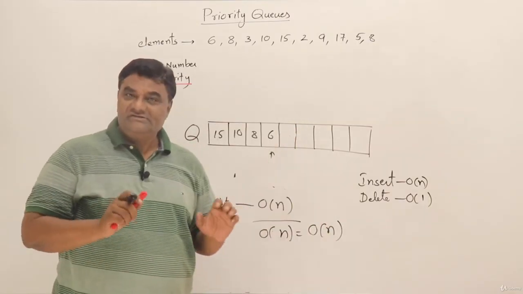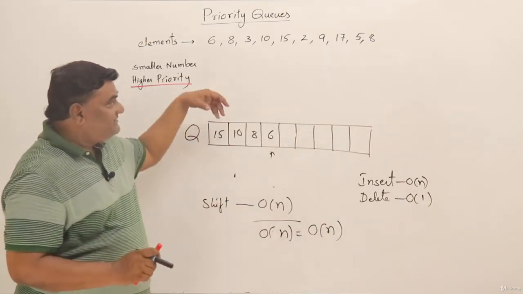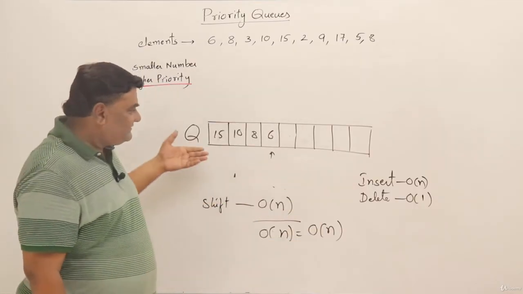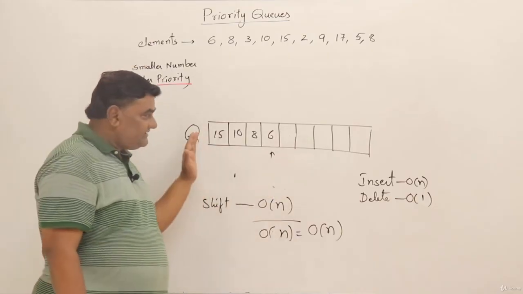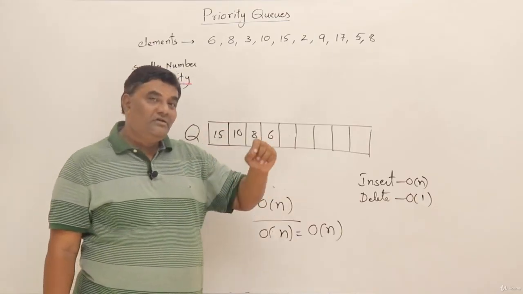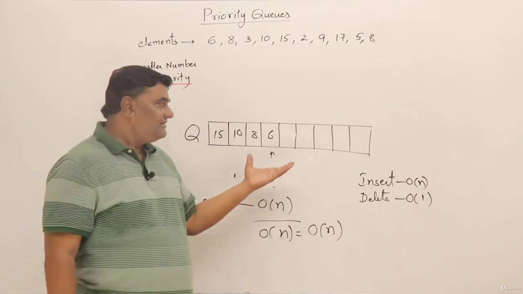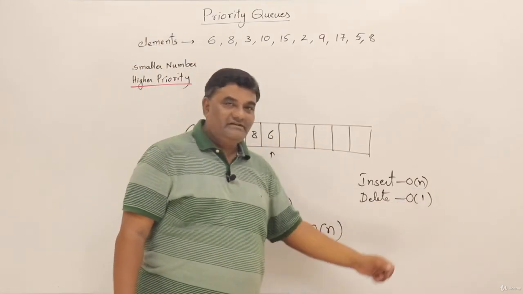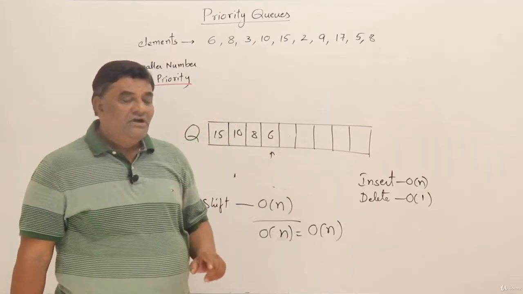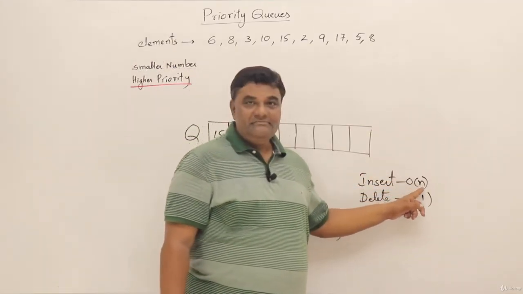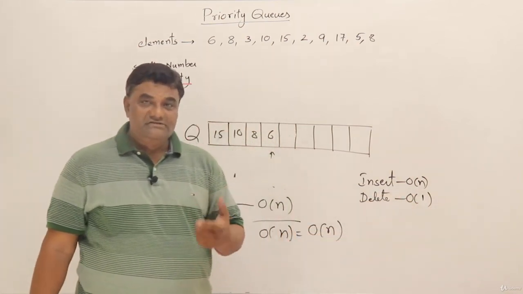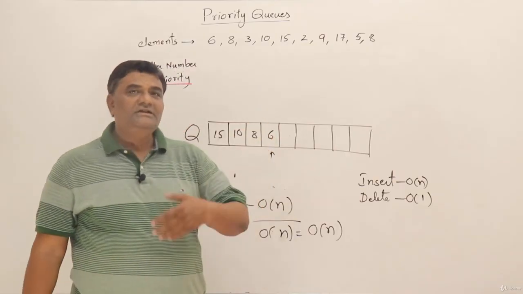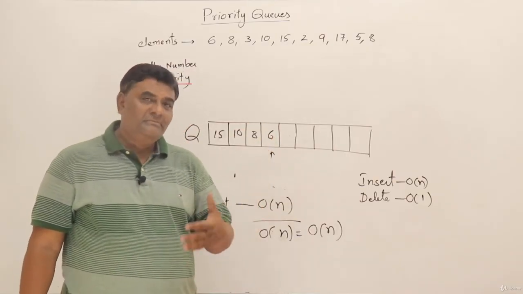So that's all. 2 suggestions I have given you. One suggestion was insert them as it is, while deleting you search. Second method, insert them in the sorted order, decreasing order of value, increasing order of priority, so that the highest priority element is at the end. So that while deleting, we can simply delete it in constant time. So whichever method you follow, one of the operations is taking order of n time. The other operation is taking just constant time. So that's all. This is not the end of the priority queue. We will learn about the priority queue once again in some other section.